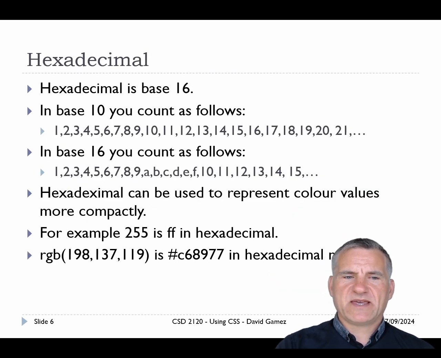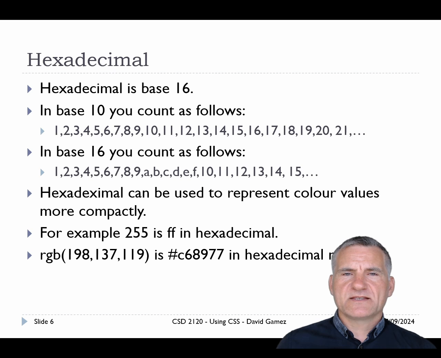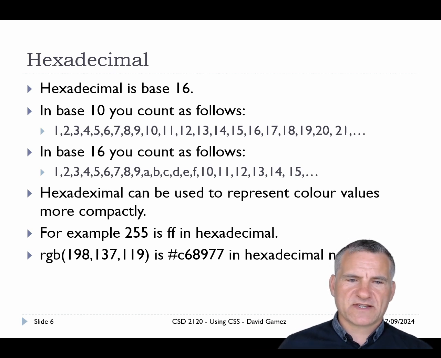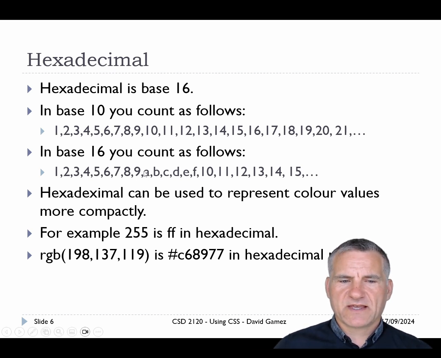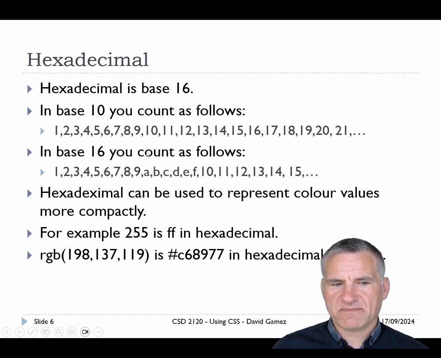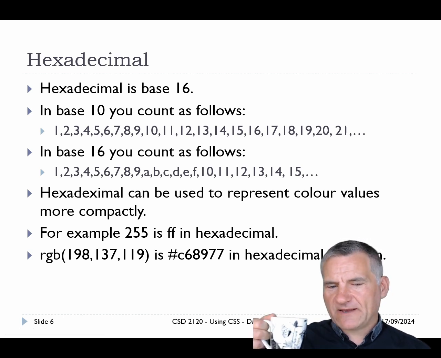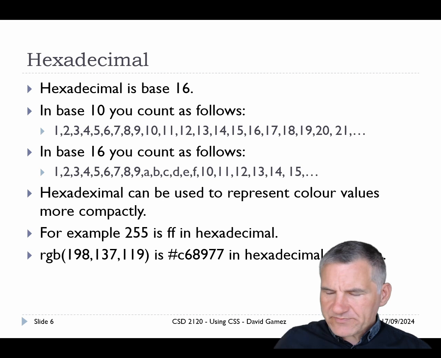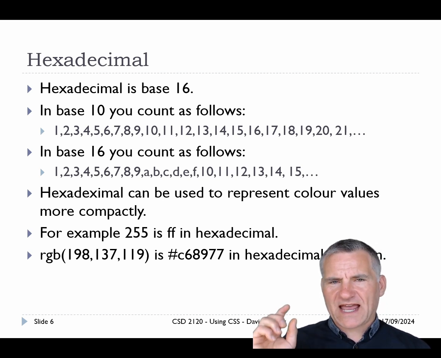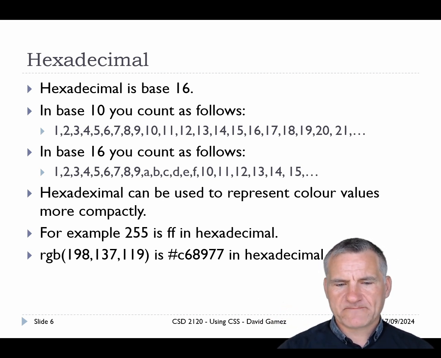Hexadecimal is similar to RGB, except it's more compact. So in hexadecimal, you go 1, 2, 3, 4, 5, 6, 7, 8, 9, and then instead of 10, you have A, B, C, D, E, F, and then you've got 10, which stands for 16, 11 for 17, and so on. Yeah, so it's base 16 instead of base 10. But it's nice because you can represent color values more compactly. You typically start with a hash to indicate there's hexadecimal.